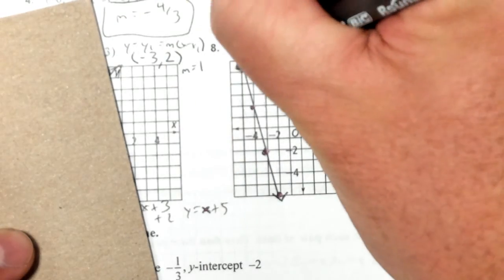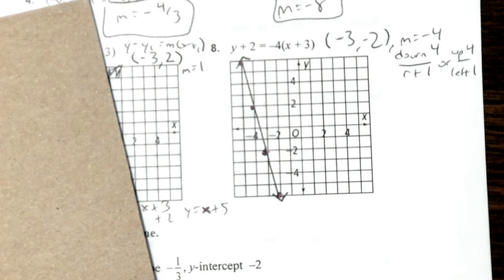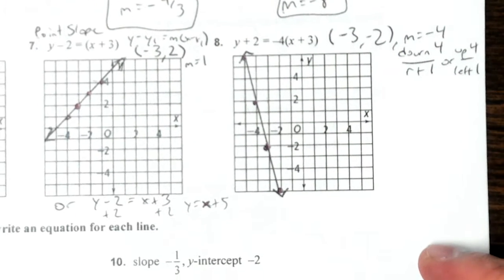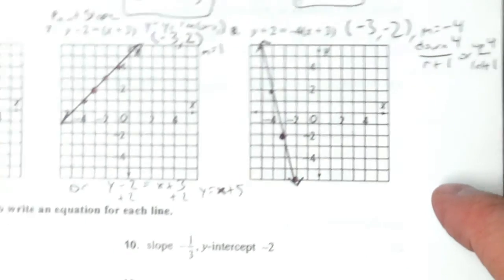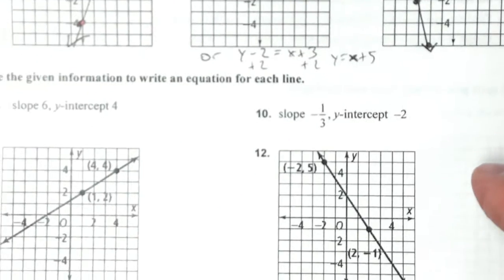And then put your arrows. So it kind of looks like that. Any questions? Okay.